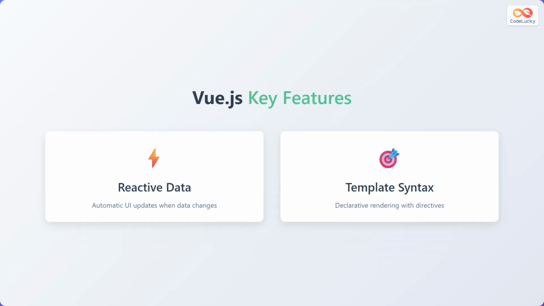Vue.js offers two key features that make it powerful for modern web development. First is reactive data. When you change data in your Vue application, the user interface automatically updates to reflect those changes without any manual intervention. Second is the declarative template syntax with directives. Directives are special Vue-specific HTML attributes that provide functionality like conditional rendering, loops, and event handling. This declarative approach makes your code more readable and maintainable.